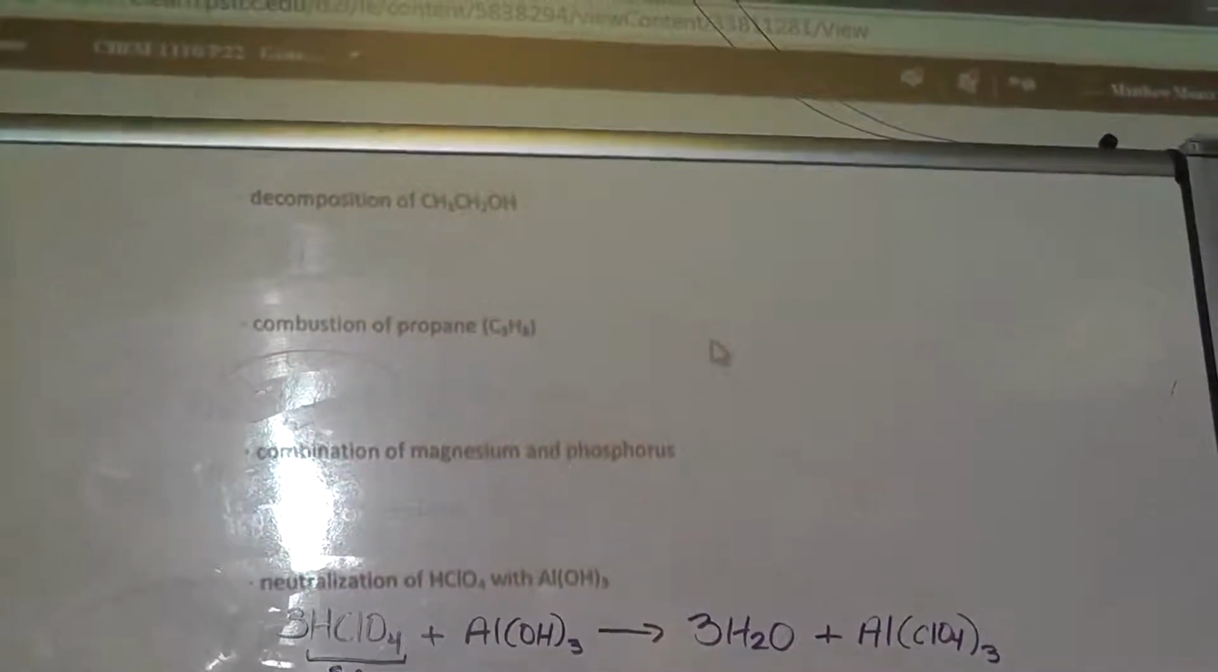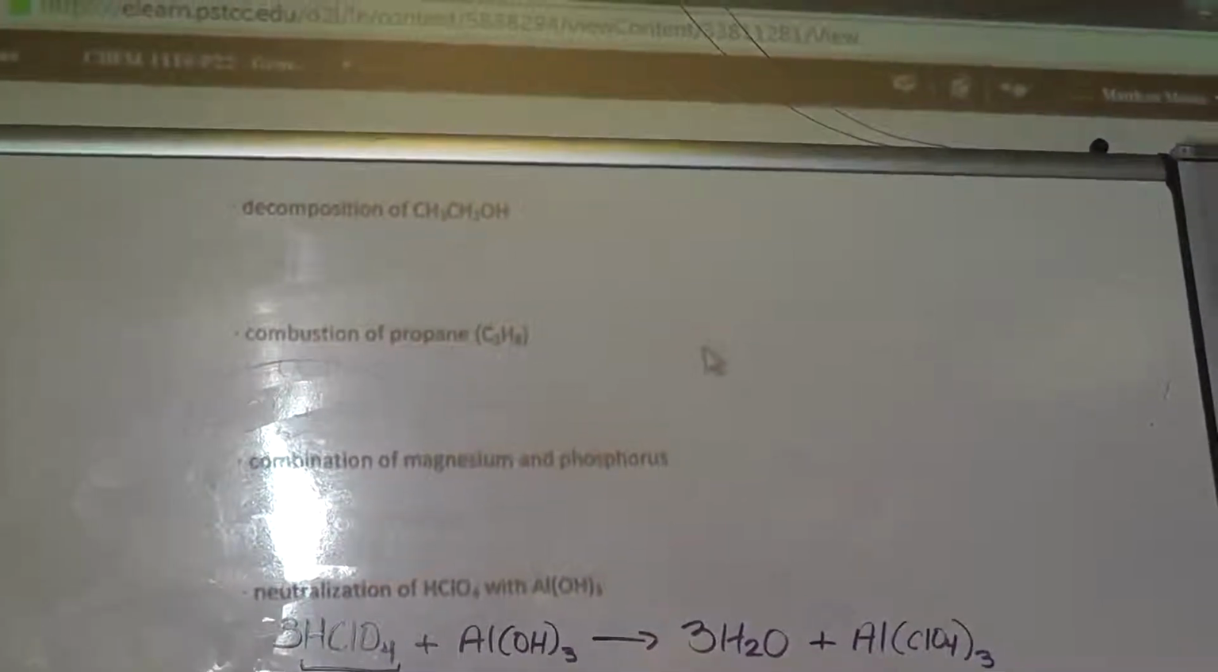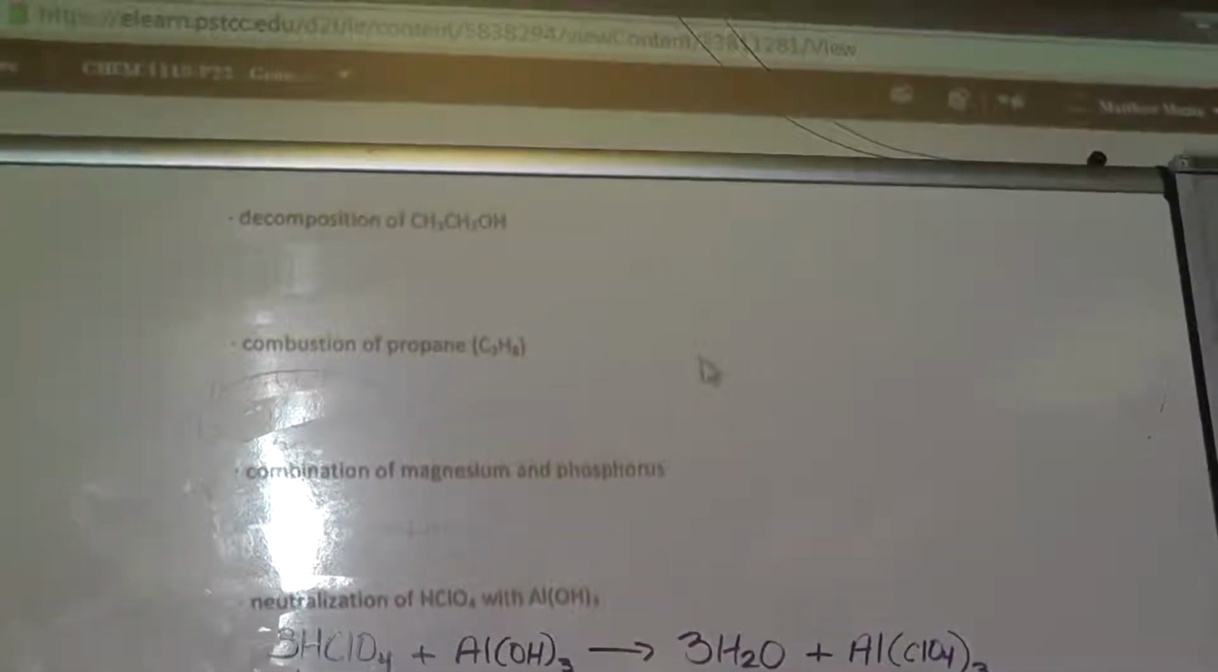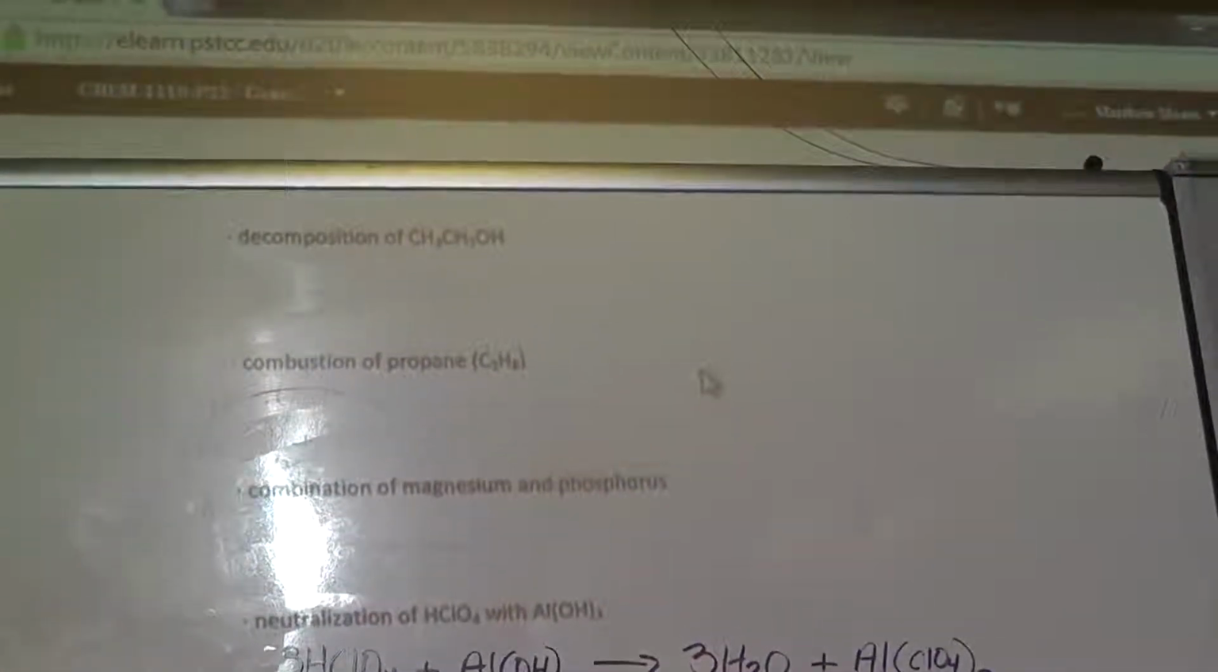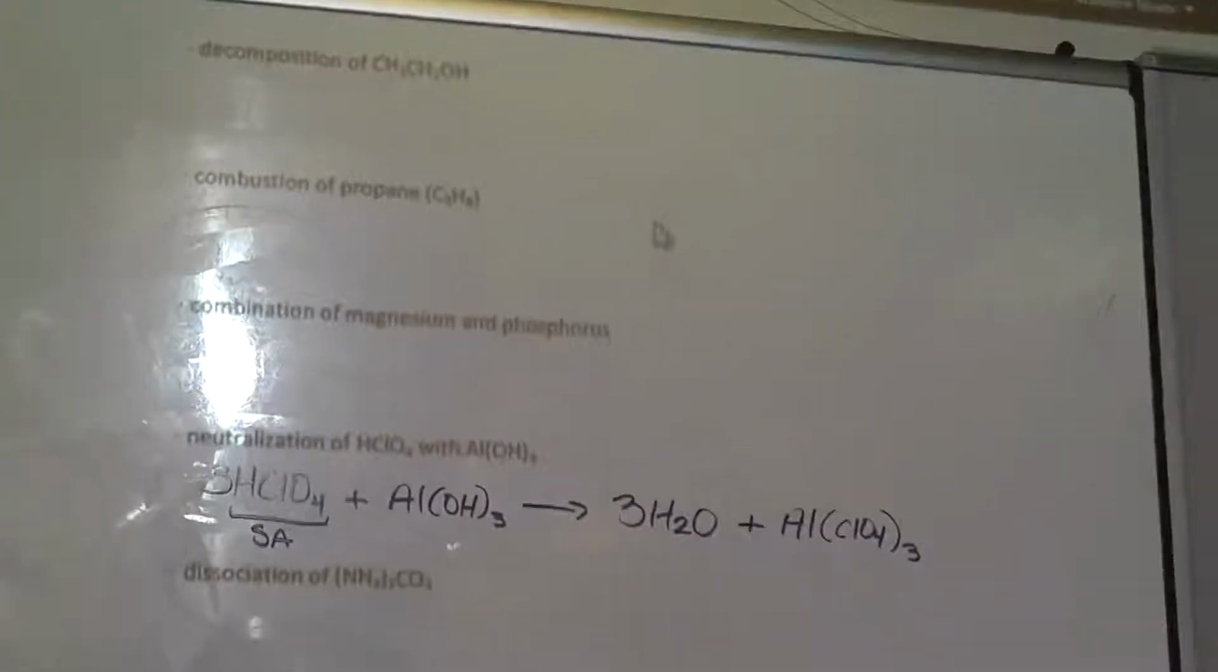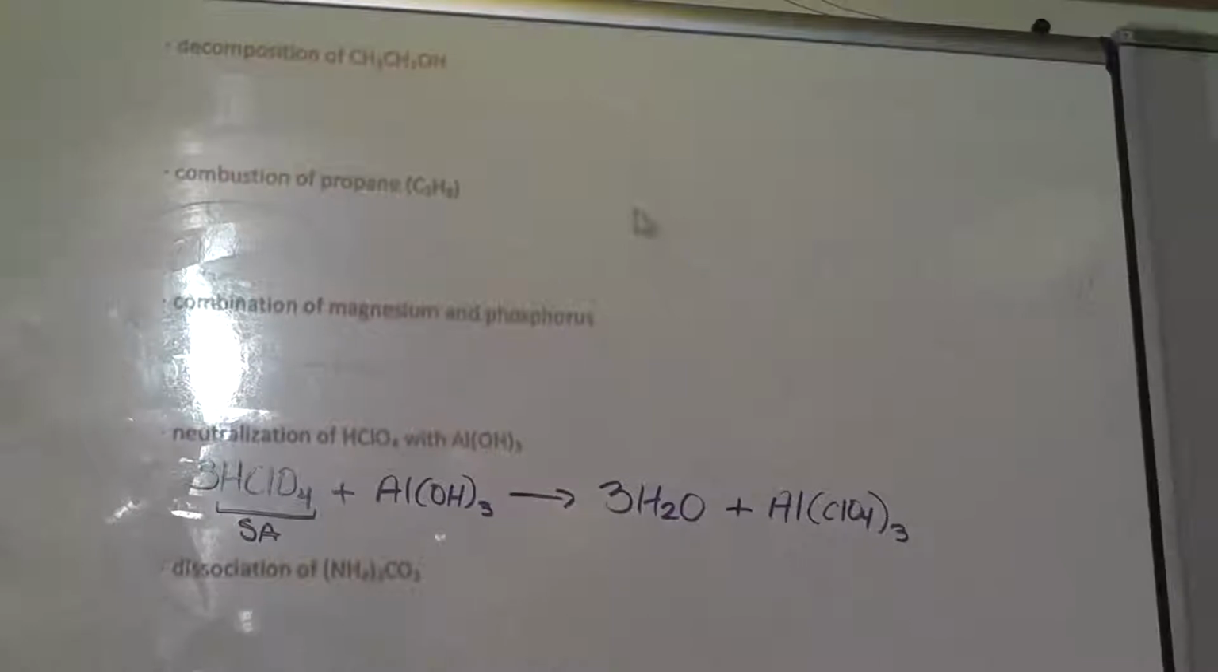So as long as you have one strong base or one strong acid, it's a one-way arrow. And it's always making water and a salt. Always water and a salt.